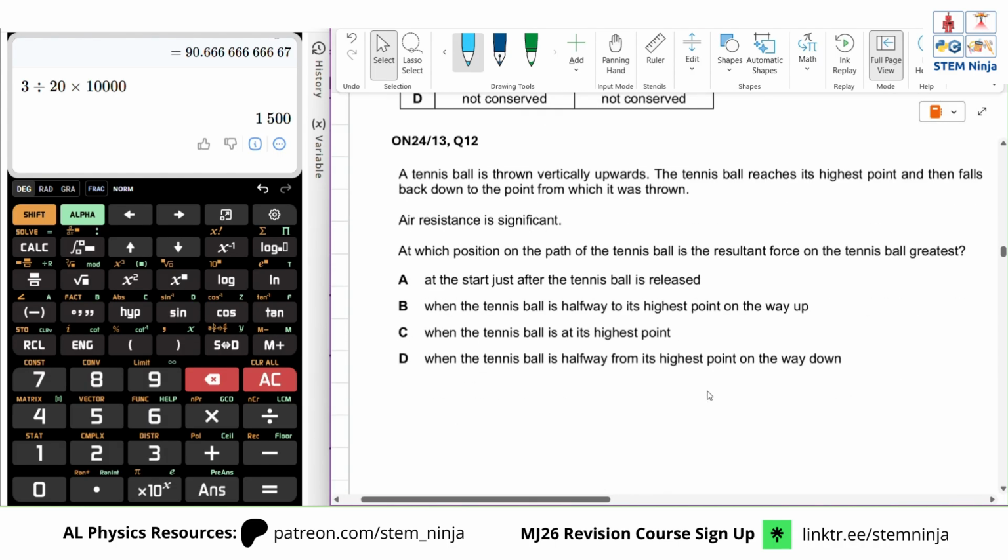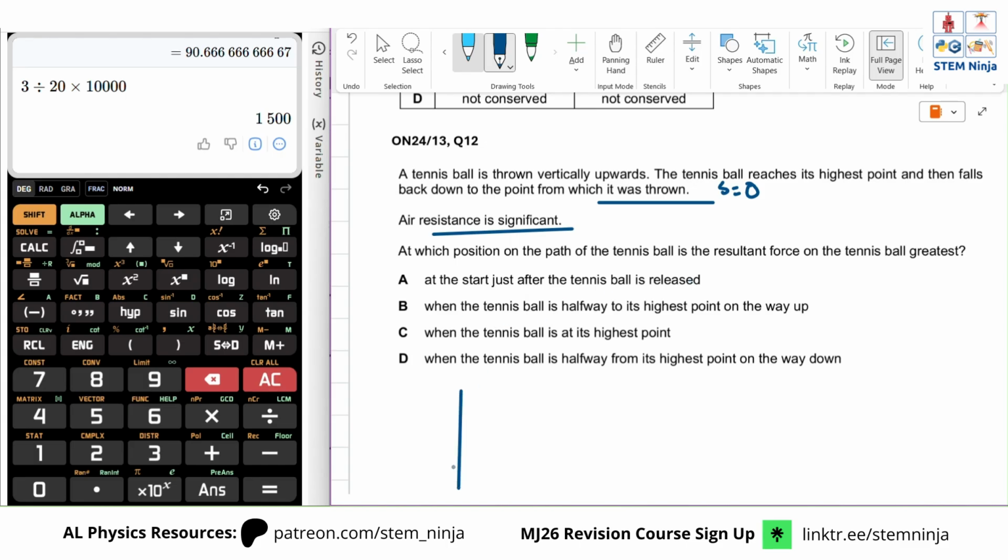Right. A tennis ball is thrown vertically upwards. The tennis ball reaches its highest point, then falls back down to the point to which it is thrown. That means at this point the net displacement is 0. At which point the air resistance is significant. At which point on the path of the tennis ball is the resultant force on the tennis ball greatest? Right, okay. At the start, just after the tennis ball is released.